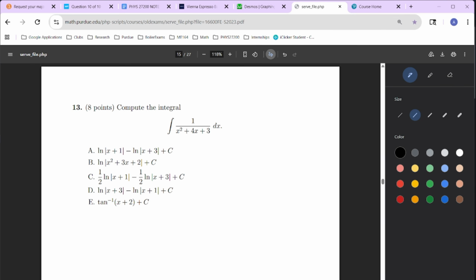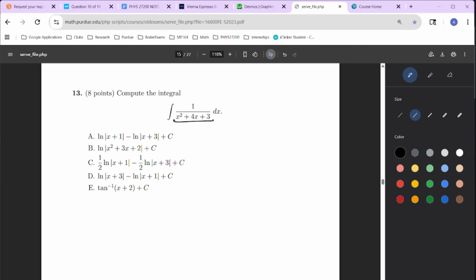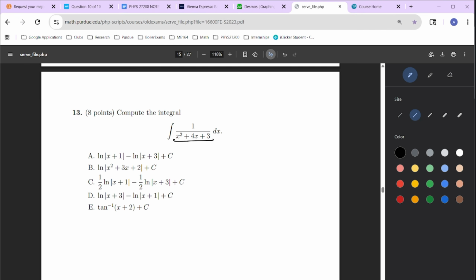Hello everybody, thanks for joining me today for question 13. Compute the integral shown below, the indefinite integral of 1 over x squared plus 4x plus 3 with respect to dx. Right off the bat, we should notice that this can be factored. This can be rewritten as x plus 3 multiplied by x plus 1.